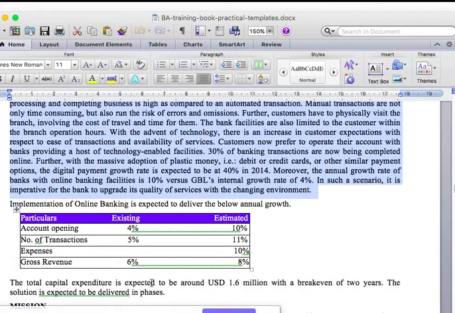Now this is what we are talking about, the growth. For example, here account opening, currently it is 4%, estimated is 10%. Number of transactions right now is 5%, estimated is 11%.